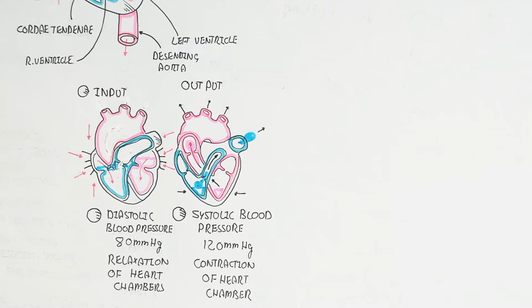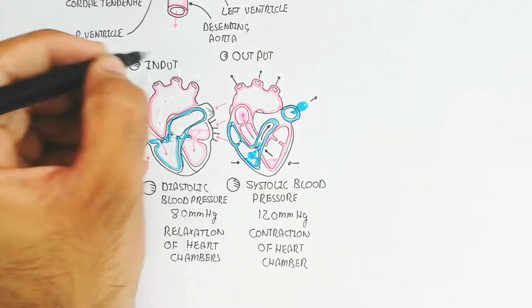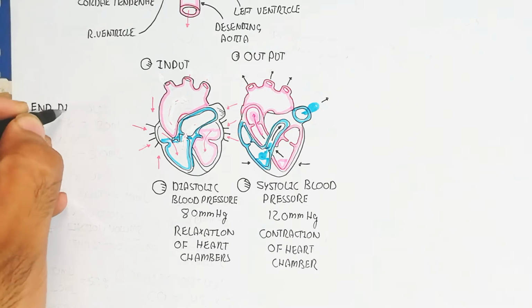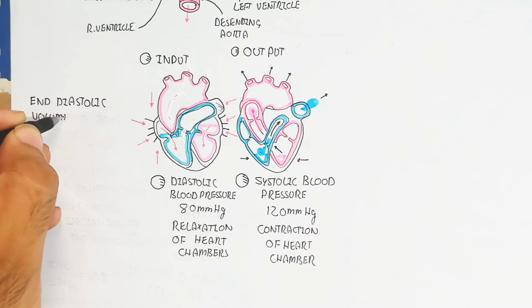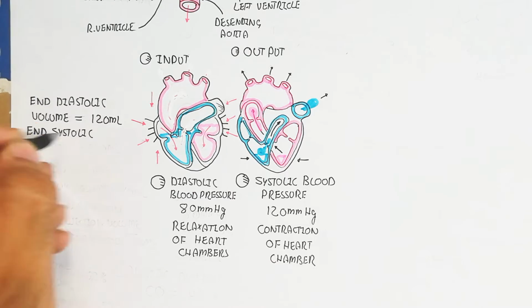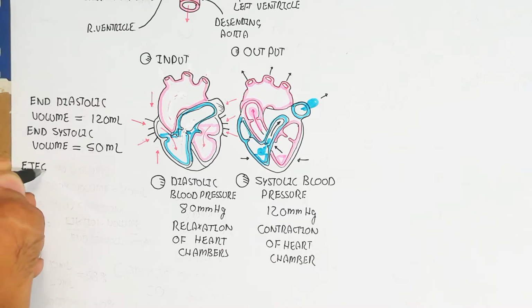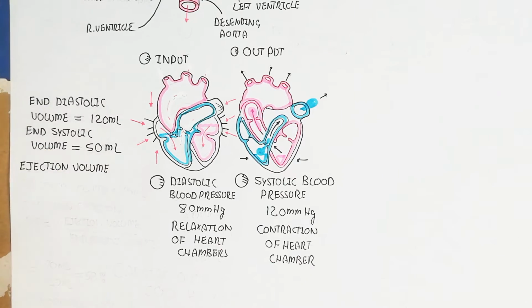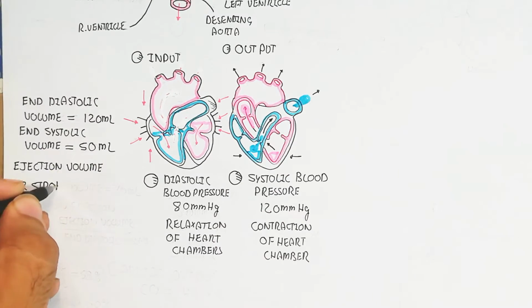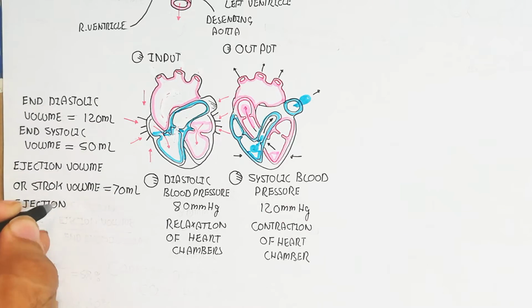Let's begin to understand the end diastolic volume. So this is the output. The end diastolic volume is equal to 120 milliliters of blood in the heart, while the end systolic volume is equal to 50 milliliters. In this way the ejection volume, or stroke volume, is equal to 70 ml. Why?